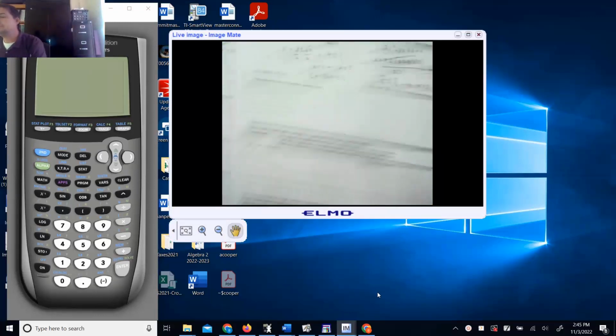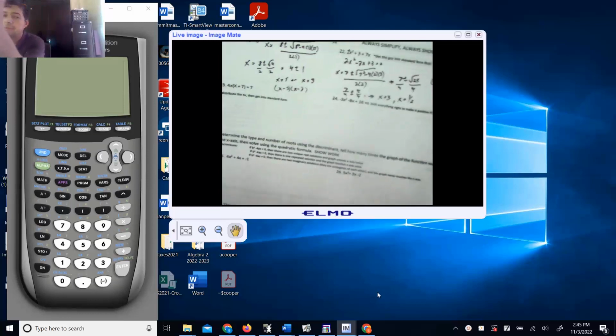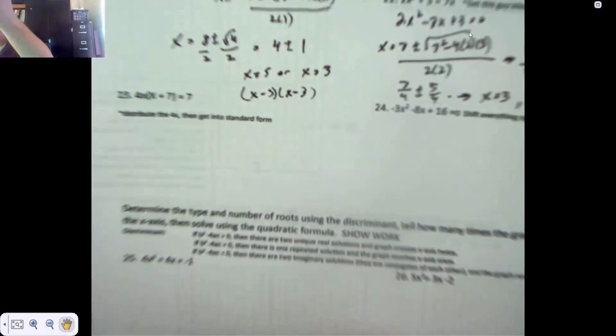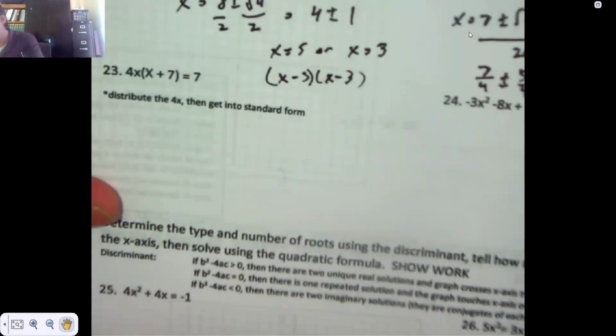23. You're supposed to do this with a quadratic formula. Don't sit there and think you can use a zero product property because you can't. Don't be that kid. It's not set equal to zero. Can't use a zero product property unless you have the product of two things that are equal to zero.